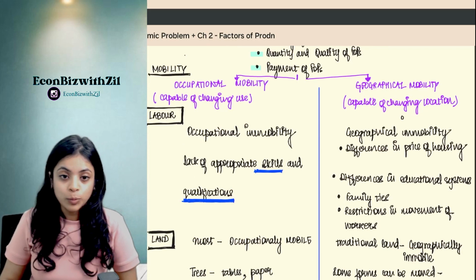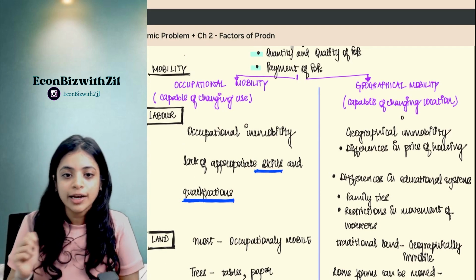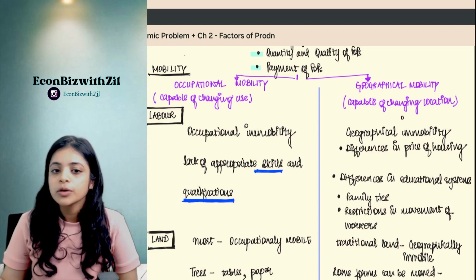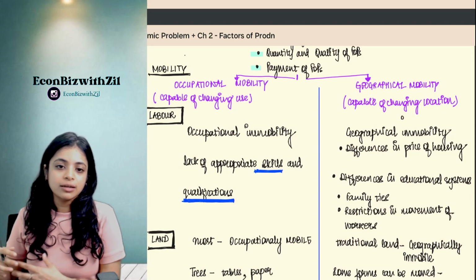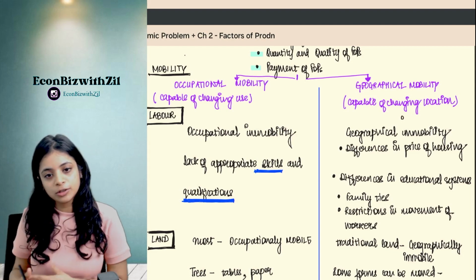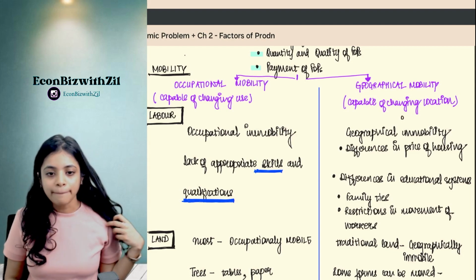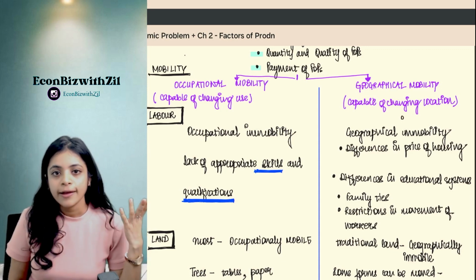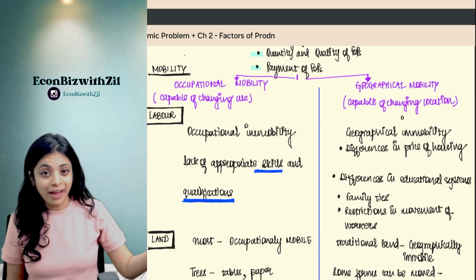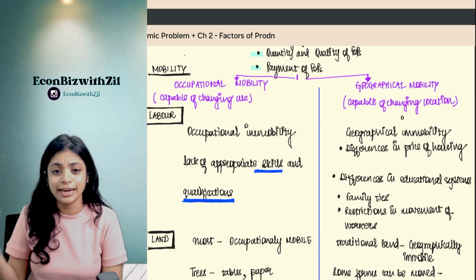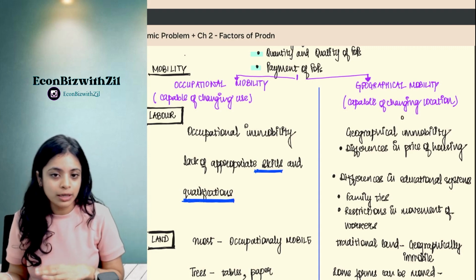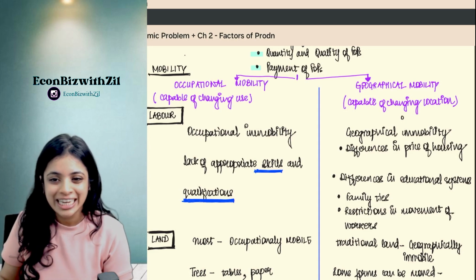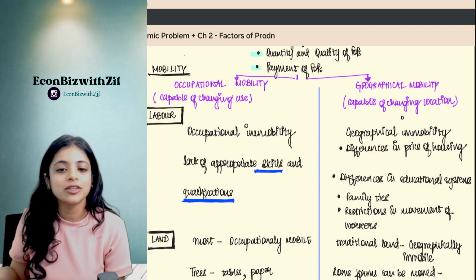Starting off with the mobility. Mobility can be classified into two, which is occupational mobility and geographical mobility. Your occupational mobility is the capability of your factor of production to change use. For example, say a vehicle, if that vehicle was a delivery van and now it can be converted into an ambulance, that's occupational mobility, which is it is capable of changing use. Geographical mobility, as the word says, is the capability of changing location.